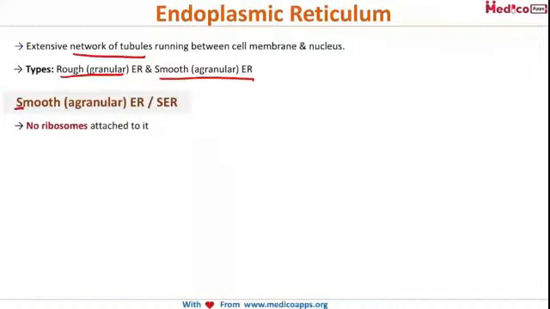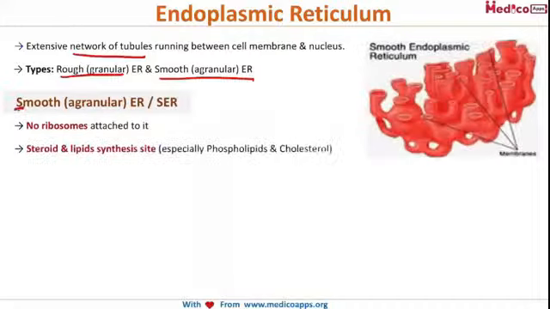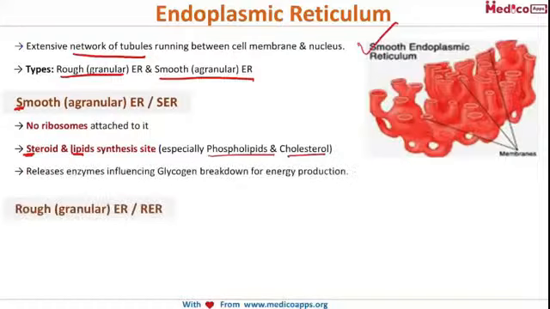See, smooth is for S, right. So, the first thing that should come to your mind is the steroid, right, steroid synthesis along with lipid synthesis, right. And in lipids, mainly phospholipids and cholesterol are synthesized in this structure called the smooth endoplasmic reticulum. Now, if I show you the rough endoplasmic reticulum, you can compare these two. So, there is release of enzymes which influence the glycogen breakdown for energy production as well.